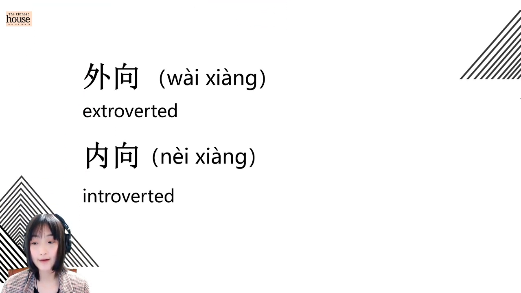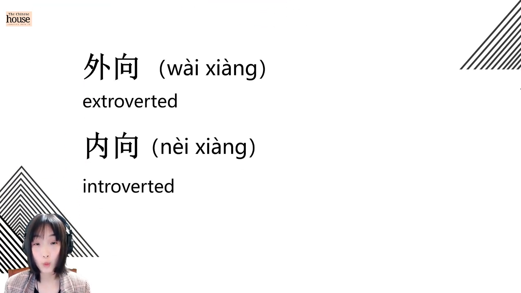And then we have extroverted, 外向. 外 means outside. So you turn yourself to the outside, and 向 means direction. So it means extroverted, 外向, both first tone, 外向. And then introverted, 内向. 内 means inside. 内向.